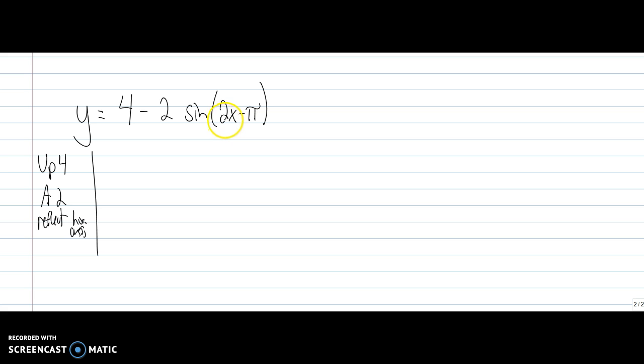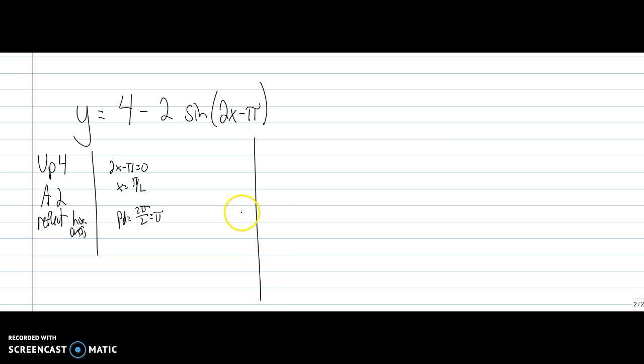If we factor the 2 out of this, we see that the period is going to change. There's going to be a phase shift as well. 2x minus pi equals 0, so x equals pi over 2. That's where our first period is going to begin. And the period is equal to 2 pi over 2, which is pi. So if we add pi onto that, we'll get where the first period ends. Add another pi onto that, we'll get where the second period ends.